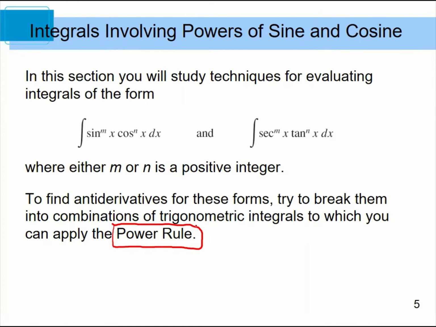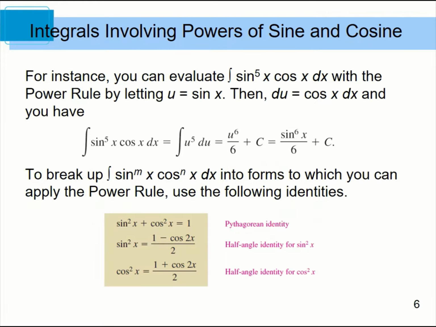So what is the power rule? All right, the power rule refers to this one. When we integrate x to the power of n, we add 1 to the power and then divide by the new value of the power. So we are going to use the power rule to solve this one. What we are going to do is break this into the combination of trigonometric functions.